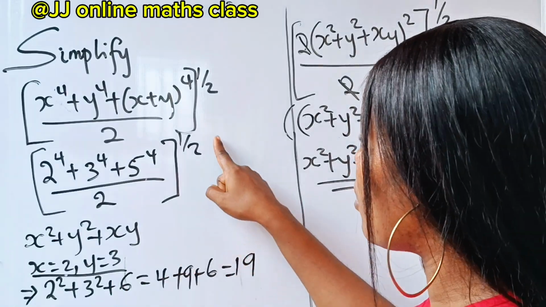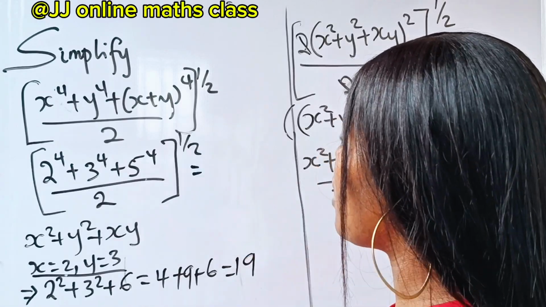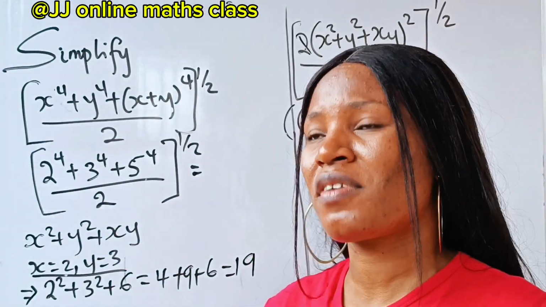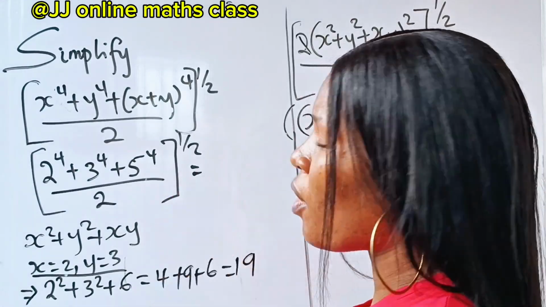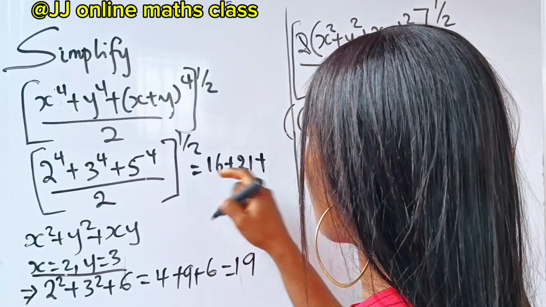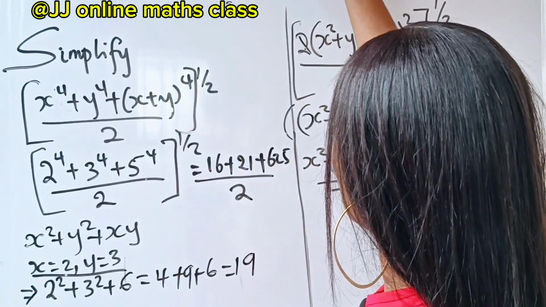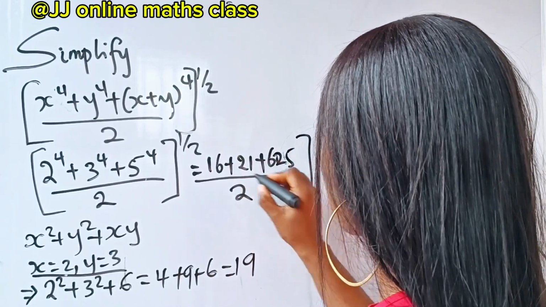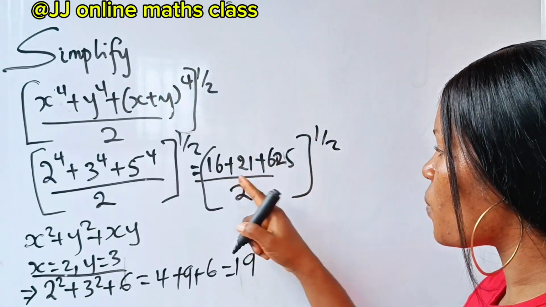Now let's just solve this number. This is something small, so let's do it the normal way. This is equal to 2 to the power of 4. Let's just use the calculator so that it will be faster. 2 to the power of 4 is 16, 3 to the power of 4 is 81, and 5 to the power of 4 is 625, divided by 2, and everything is raised to the power of half. That means we need to find the square root of everything we got here.